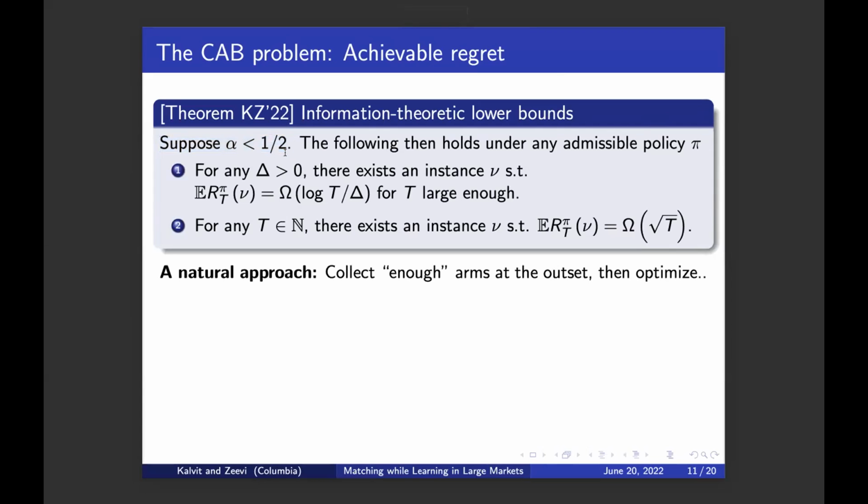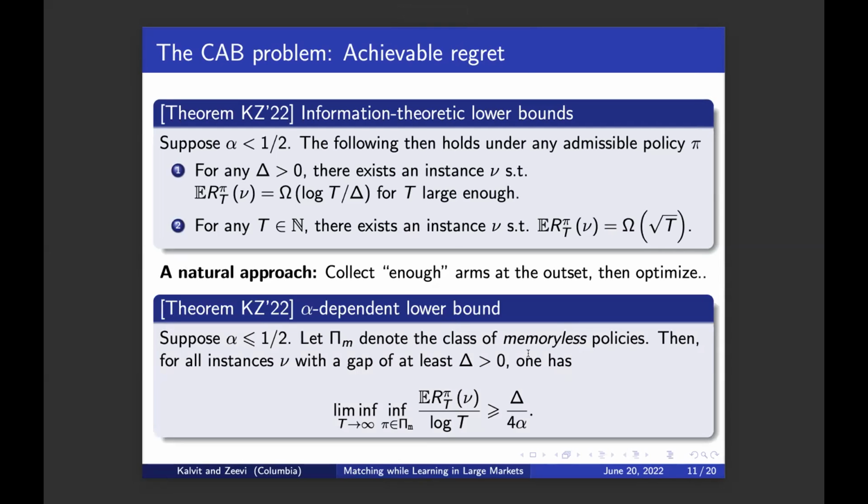To explicitly characterize this dependence with respect to alpha, we shift our focus to a somewhat restrictive, yet fairly representative policy class, which basically operates on this principle of collecting enough arms at the outset. Let's say I collect 1,000 arms at the outset, and then I optimize on this set of 1,000 arms that I collected initially. So any and every policy that operates on this particular principle is what I'm going to call a memoryless policy. And we show that for memoryless policies, it is unavoidable to incur regret that doesn't have a 1 over alpha dependence in the leading logarithmic term.